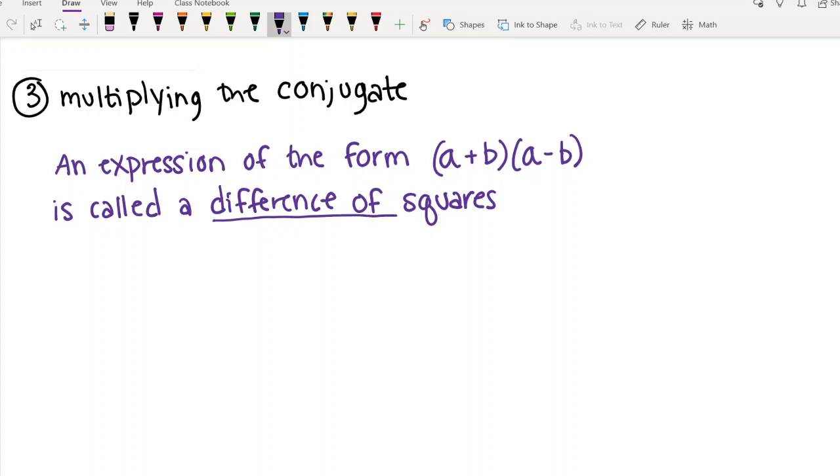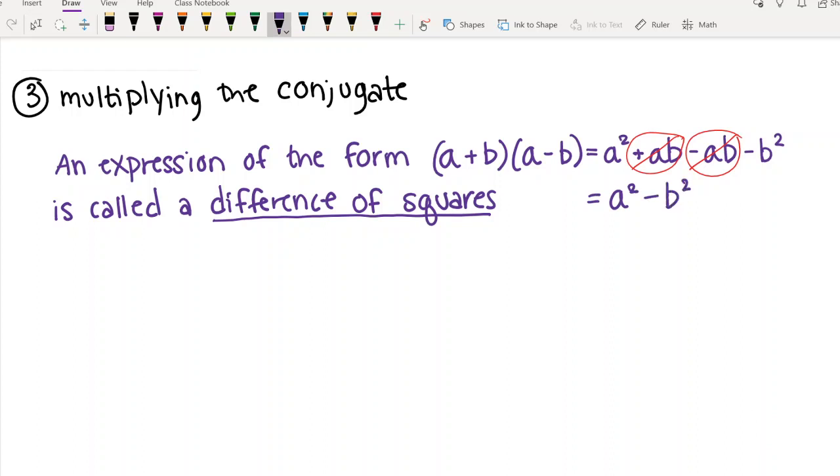So if you were to multiply together a plus b times a minus b, something nice is going to happen. If you multiply together the a and the a, you get a squared. Then you multiply together a and b, and you get ab. Then you multiply together the other a and b, and you get minus ab. And then you get minus b squared. What happens is that the middle terms cancel out, because you have one plus and one minus, so you are just left with a squared minus b squared. That's why it's called a difference of squares: difference means subtraction, and you're subtracting two things that are squared.